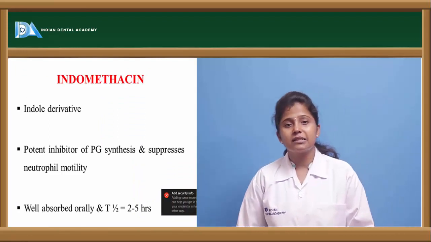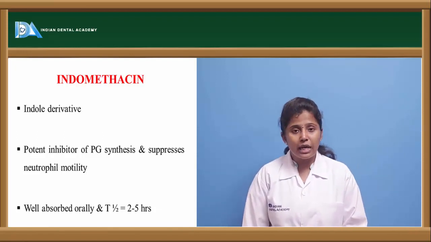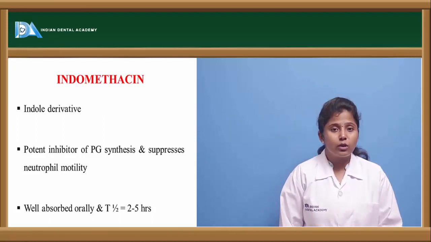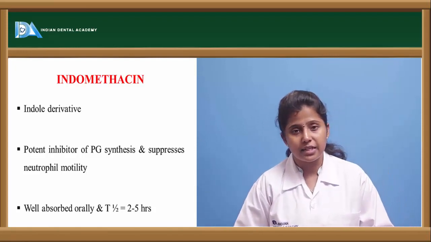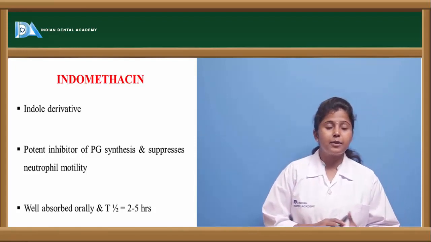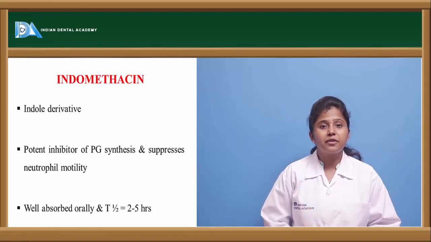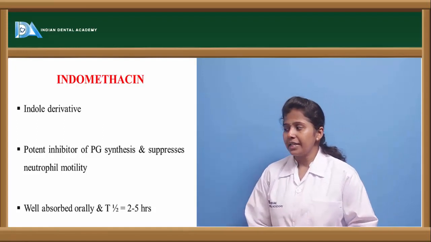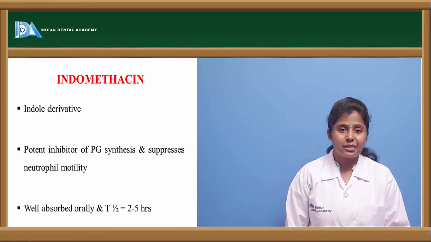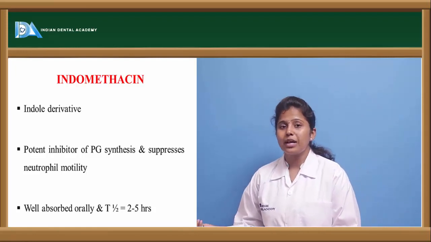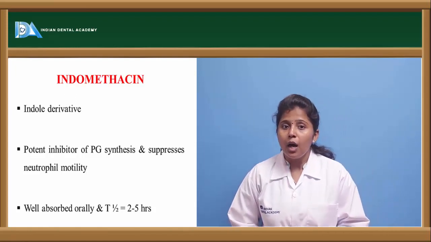The other drug is Indomethacin. Indomethacin contains indole alkaloid in its structure, and because of this it shows the analgesic effect. It is a potent inhibitor of prostaglandin synthesis. It preferably inhibits the COX enzyme, and thereby suppresses neutrophil motility. With PG synthesis, the neutrophil motility will be increased, whereby more inflammatory reactions are occurring in the body.